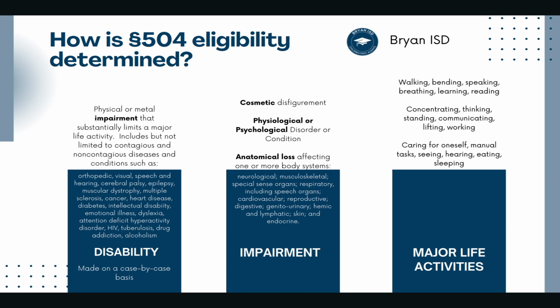And then the final question is, does that impairment substantially limit and then affect a major life activity? And the major life activities are walking, bending, speaking, breathing, learning, reading, concentrating, thinking, standing, communicating, lifting, working, caring for oneself, completing manual tasks, seeing, hearing, eating, or sleeping.